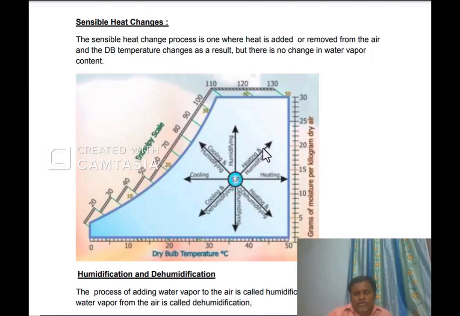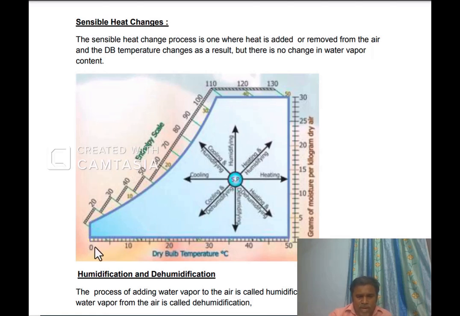See, I want to say that in our air conditioning process, it is cooling and dehumidification. Cooling and dehumidification basically. So what is called dehumidification? Dehumidification is the removing of moisture from the particular space. See, I want to show you this process in this chart here.